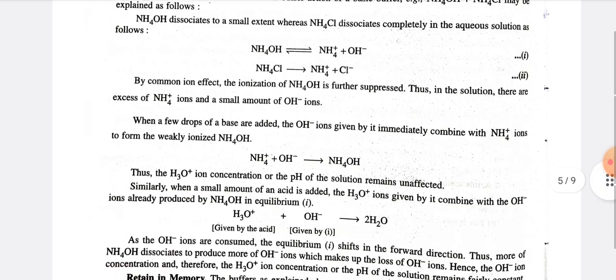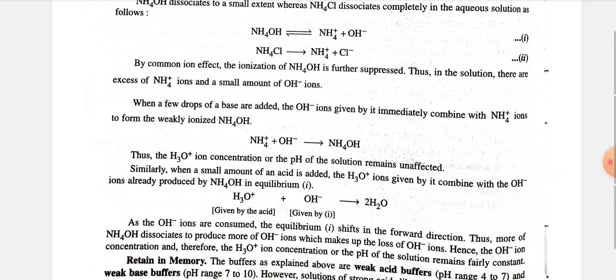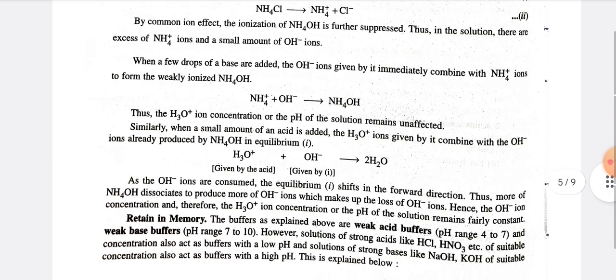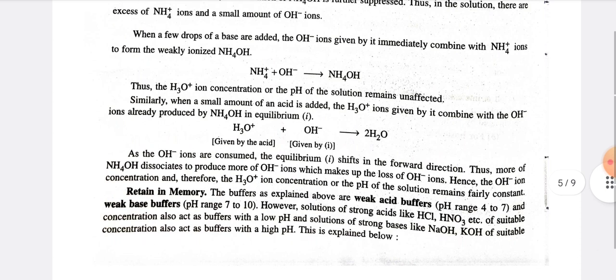When a few drops of base are added, the OH negative ions given by it immediately combine with NH4 positive ions to form the weakly ionized NH4OH. NH4 positive plus OH negative gives NH4OH. The hydronium ion concentration and the pH of the solution remain unaffected. Similarly, when a small amount of acid is added, the hydronium ions given by it combine with the OH negative ions already produced by NH4OH in equilibrium.